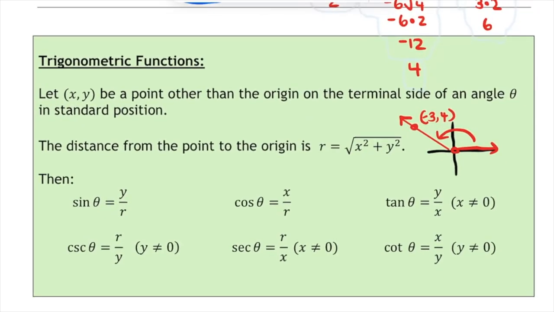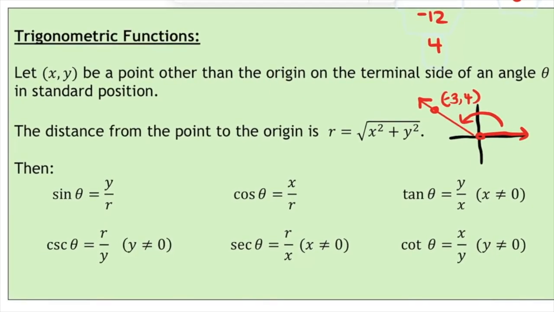Okay, on to the trig functions. So the definitions of the trig functions that you might be used to from geometry may have involved right triangles. We're going to get to those in chapter 2. We're going to start with some different definitions based on the coordinates of a point on the terminal side of an angle. So I just drew a little angle down here in standard position, and its terminal side goes through the point negative 3, 4.